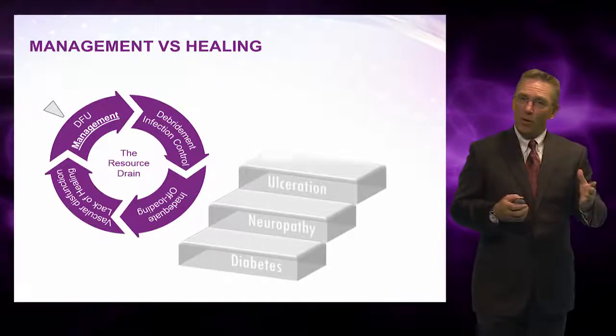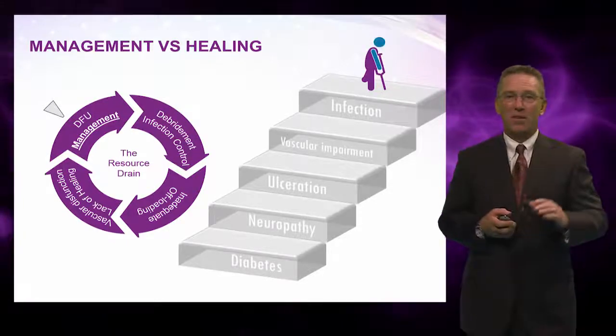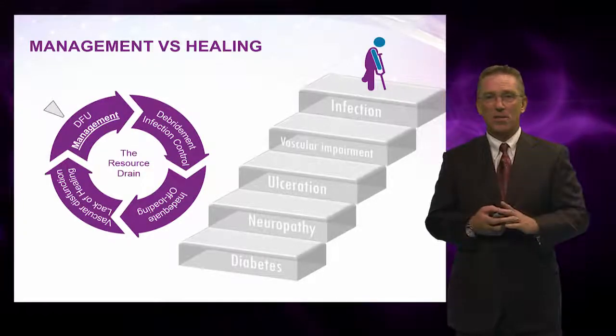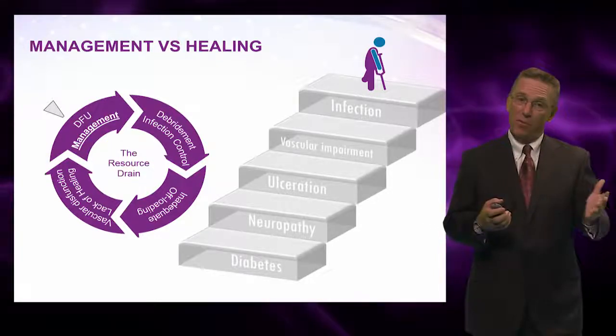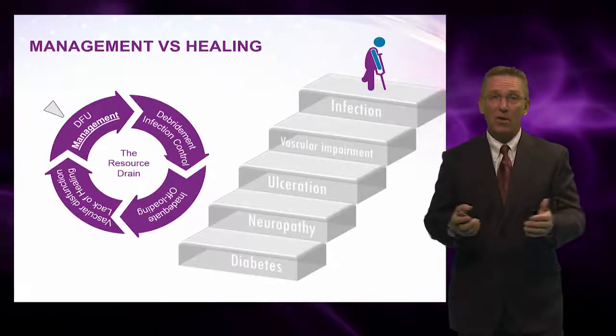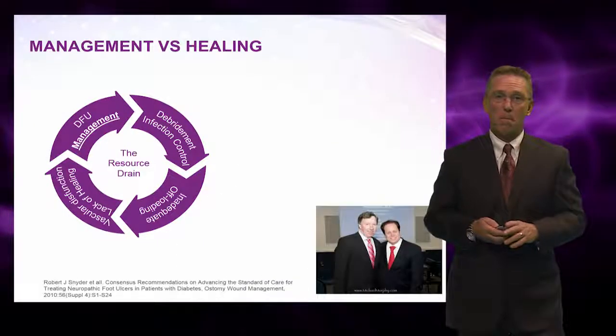Now, you may be familiar with Dr. Armstrong's stairway to amputation. What we want to do is stop this right at the ulcer stage if possible. We want to get the wound healed because we know that about 85% of amputations occur in patients that have had a wound. So the goal is to heal the wound with aggressive first-line therapies.